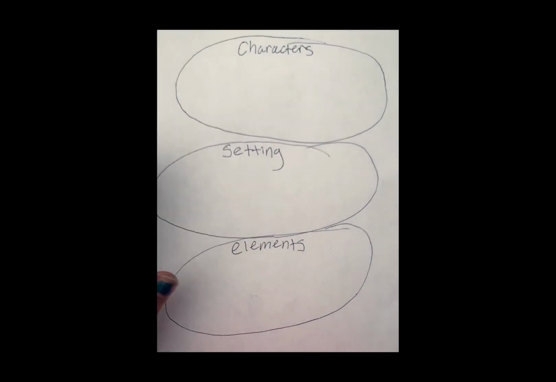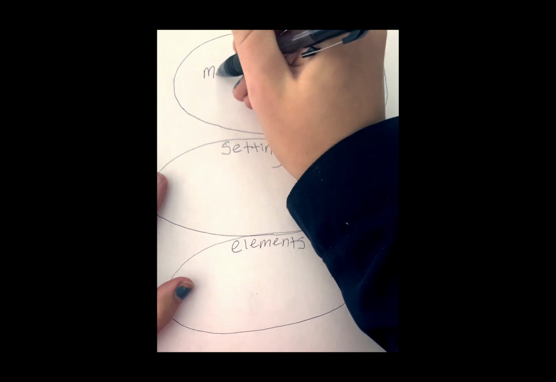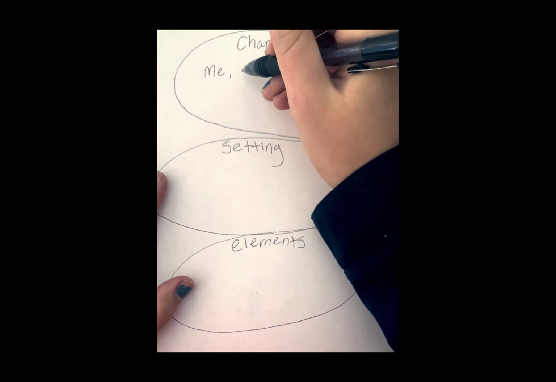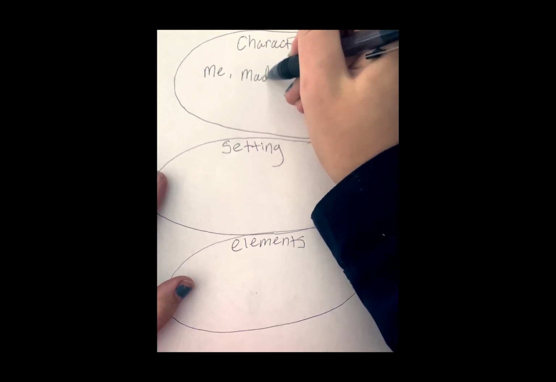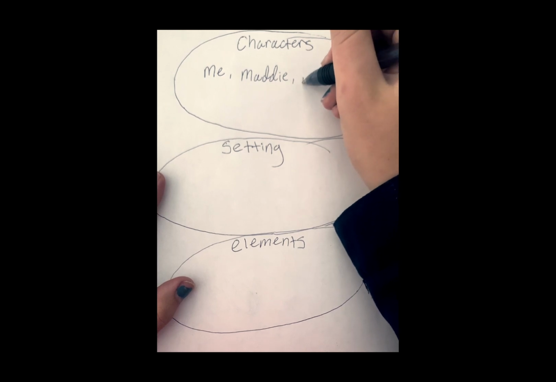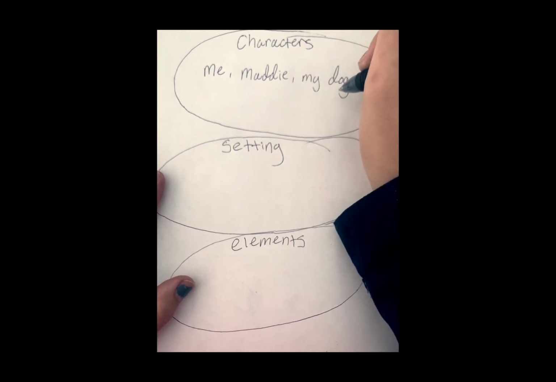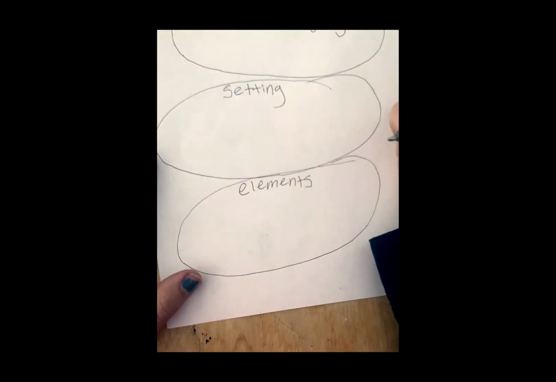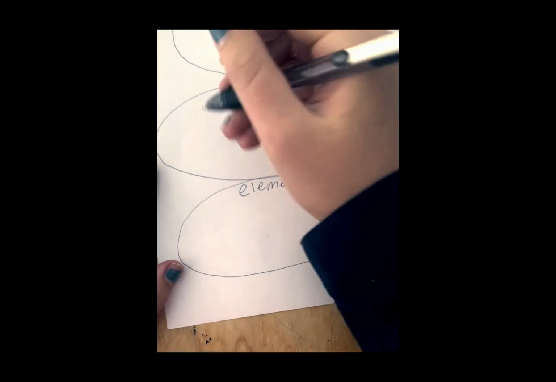Alright, in order to start brainstorming, let's think about what we're going to be putting in our story. So for my characters, I'm going to be putting myself, my friend Maddie, and my dog Gronk. The setting of my story, I think I'm going to put New York City.